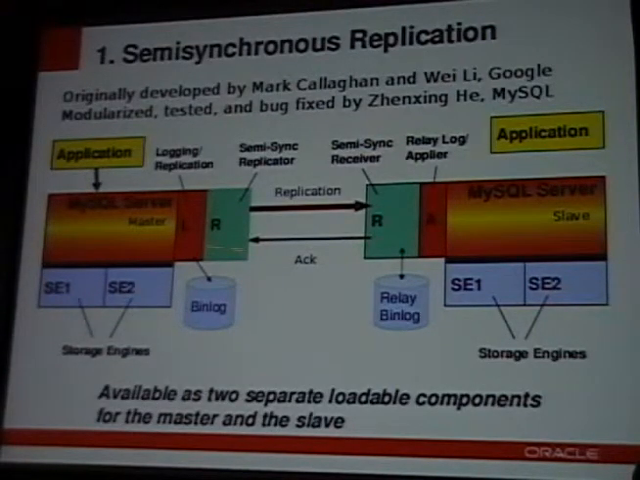But in this case, the only thing that the slave acknowledges is that it has received it and stored it in the relay log. So it's not waiting for it to be applied on the slave. So it goes quicker than that.